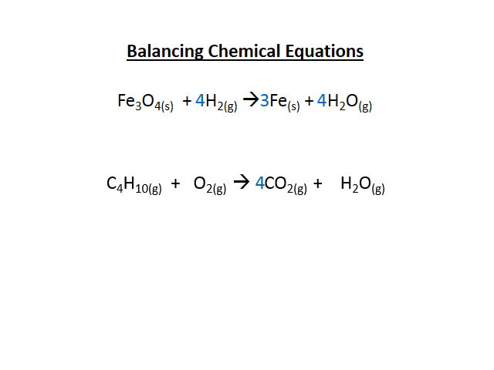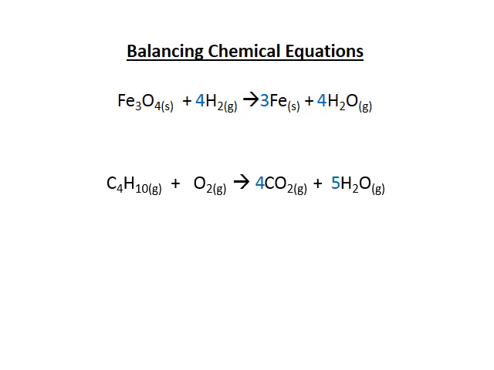I've got 10 hydrogen atoms on the reactant side in the butane molecule, and I've got 2 on the product side in water. So if I multiply the water by 5, I get my 10 hydrogen atoms that I needed.